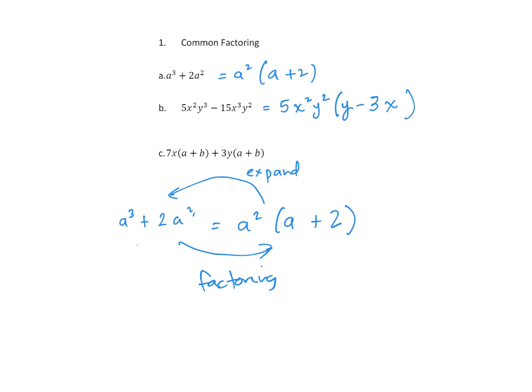Sometimes we have a bracket that is common. You'll see both terms contain this bracket a plus b. So the common factor is a plus b. If I take it out of the first term, I would have the 7x left over. And if I took it out of the next group, I would have the 3y left over.